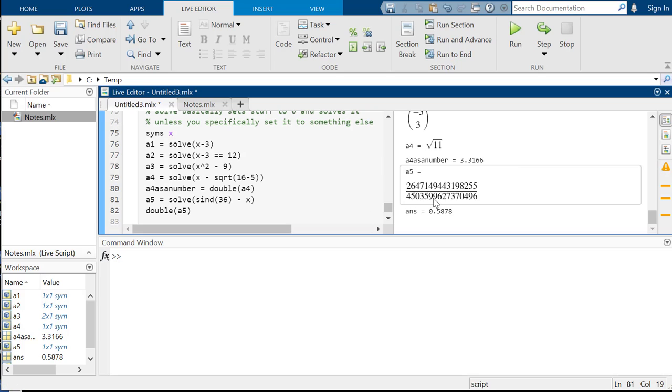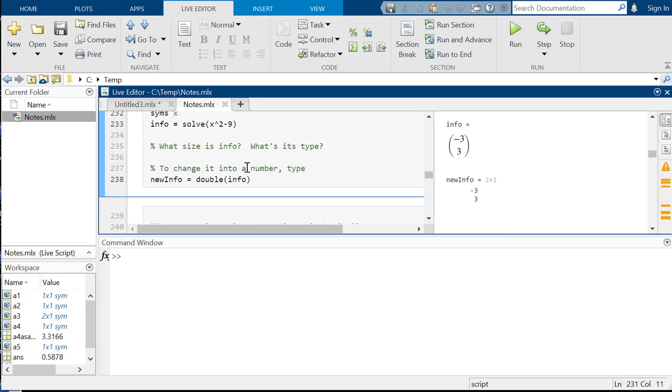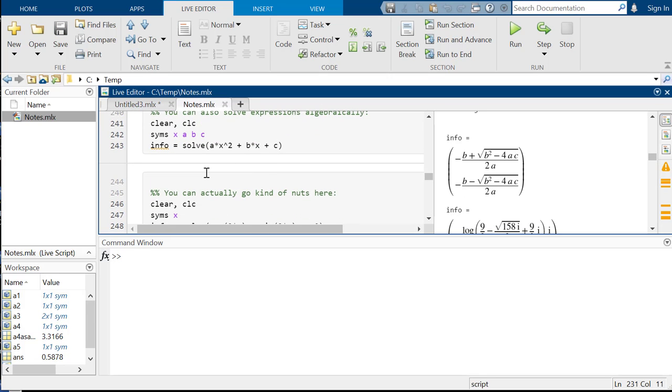Yeah, so there is a good example where it's like, oh yeah, the sine of 36 degrees is whatever that is over whatever that is. Just tell me what the stupid answer is. And that's when you would convert it to a double to get that. So solve, yay! Okay.